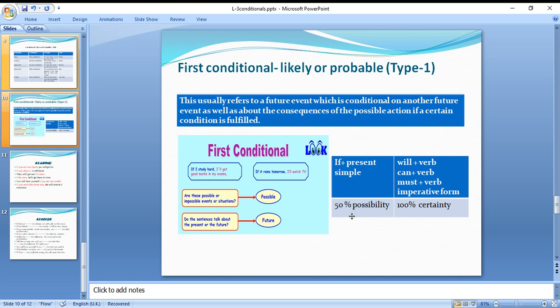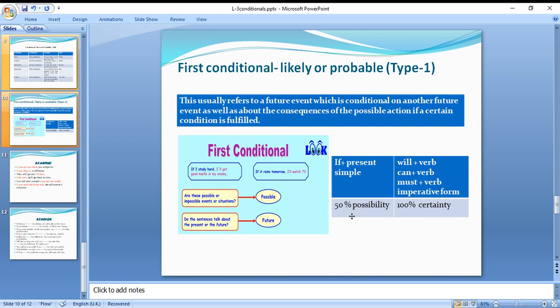For example, in the sentence, if I study hard, I will get good marks in my exam. Now, the result is good marks in the exam and the condition is to study hard. So, if we fulfill the condition of studying hard, we will definitely get good marks in an exam.